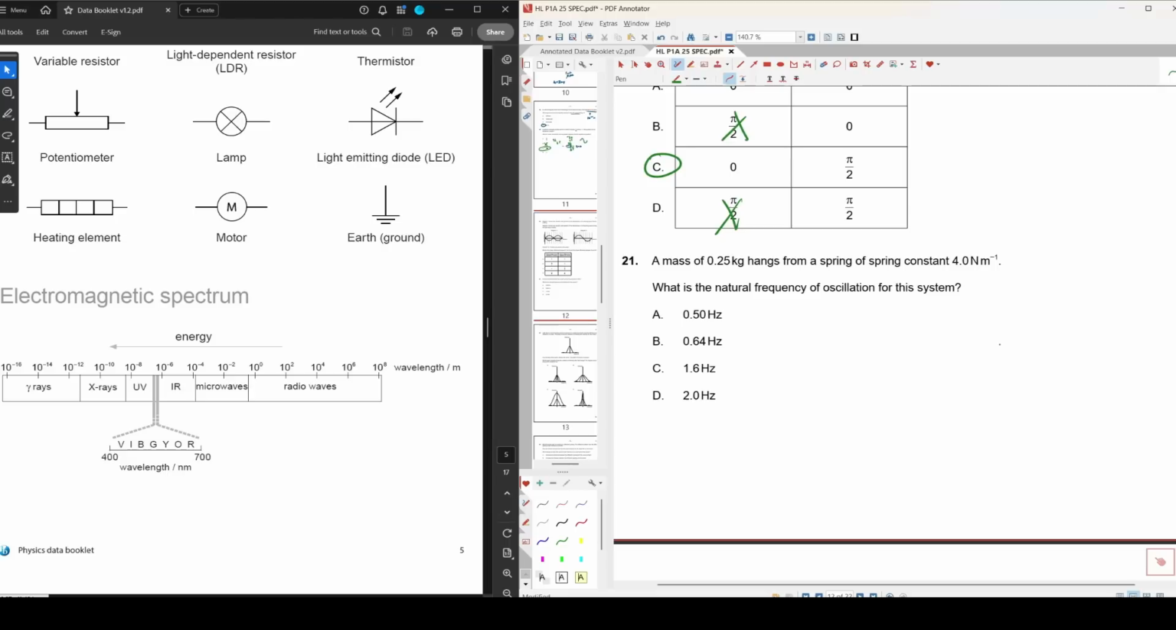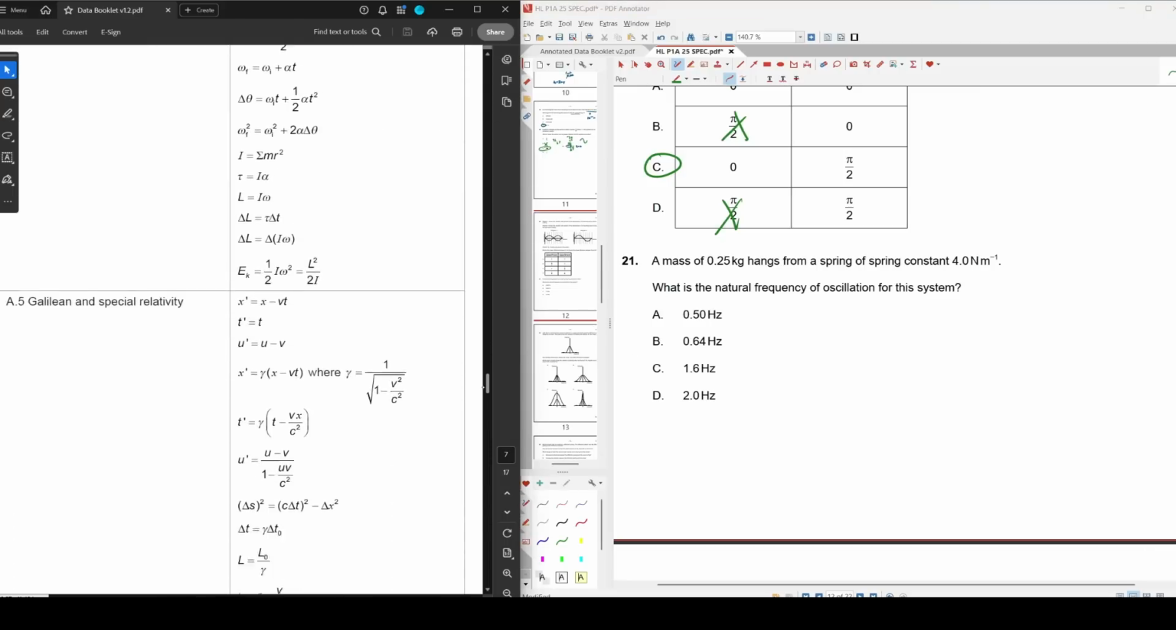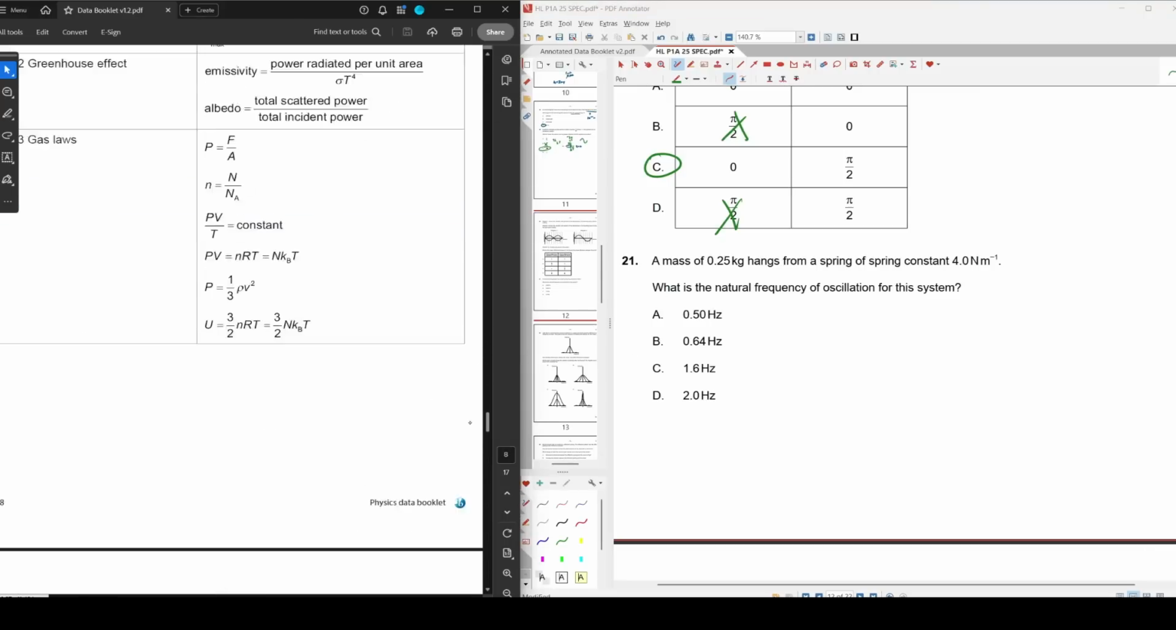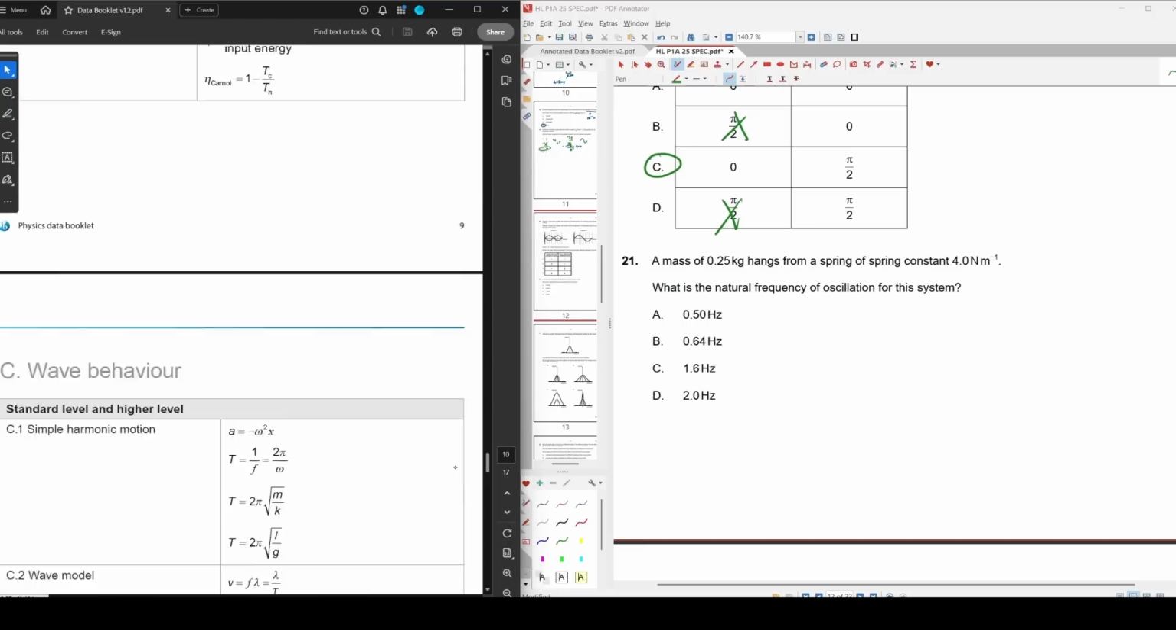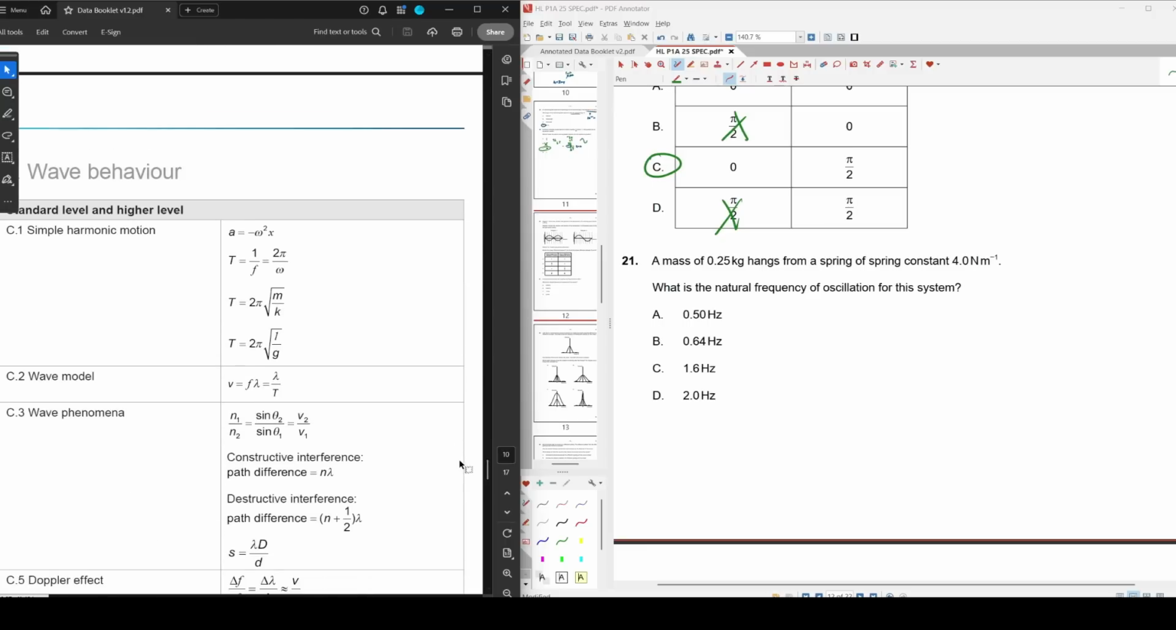Let's just move on. Okay, a mass hangs from a spring constant. What's the natural frequency? Oh, incredible. This is great. This is just using an equation, almost plug and chug. I just got to know where to go, which is simple harmonic motion, which is this guy.